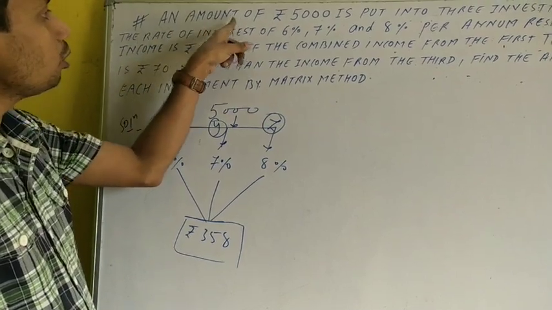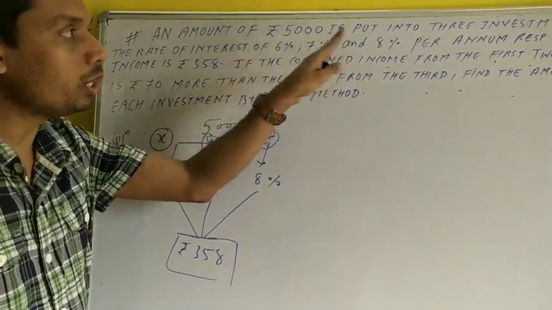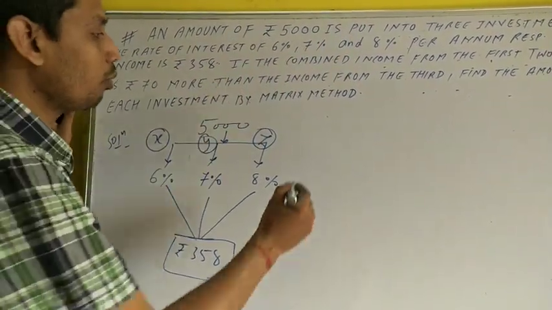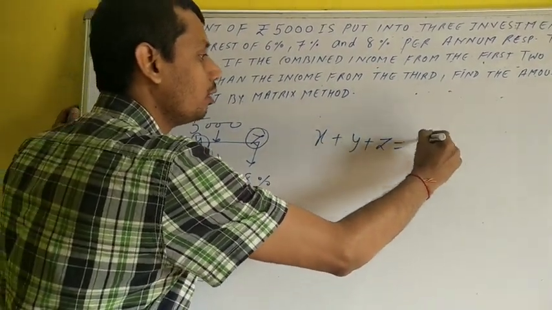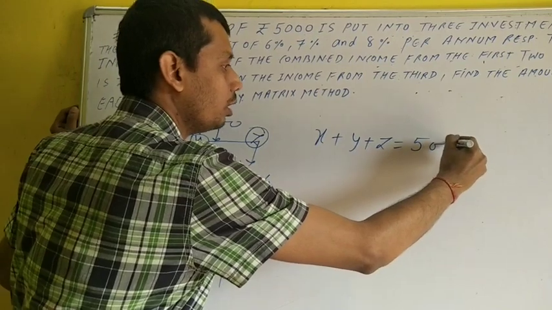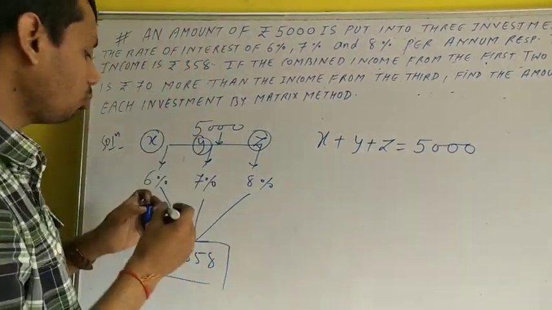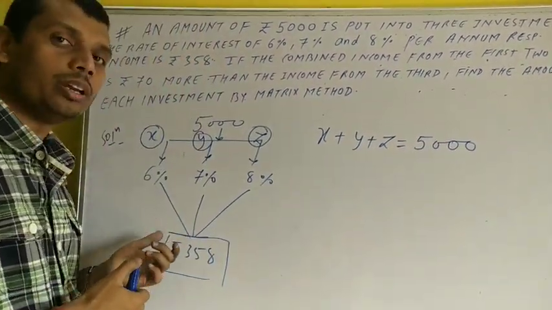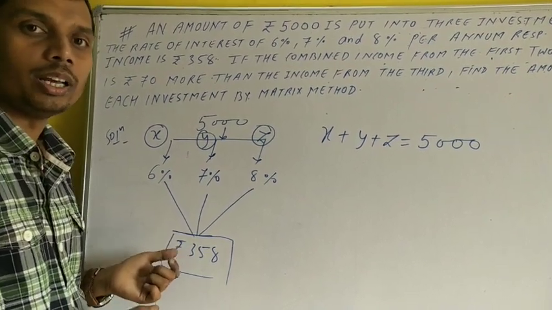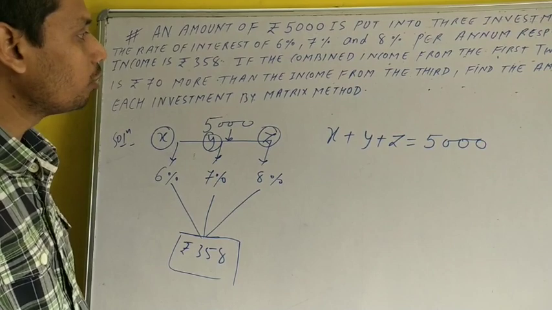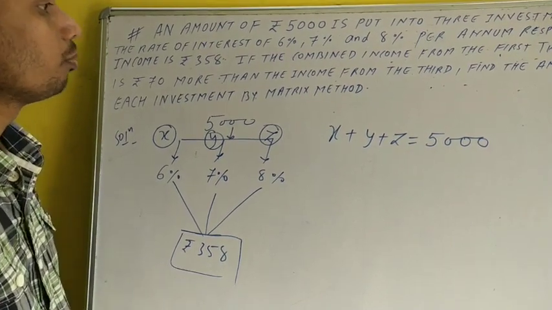Now an amount of rupees 5,000 is put into three investments. So we can frame the first equation: x plus y plus z is equal to what? 5,000. Rupees x is being invested in firm A, rupees y in firm B, and rupees z in firm C.